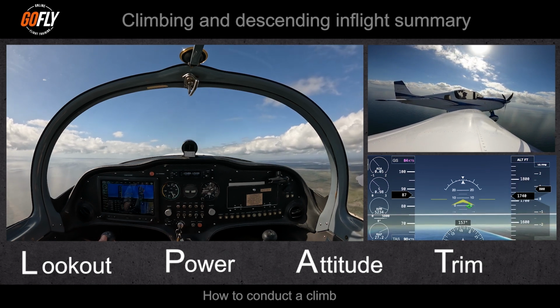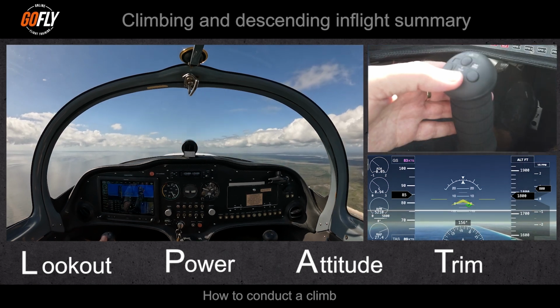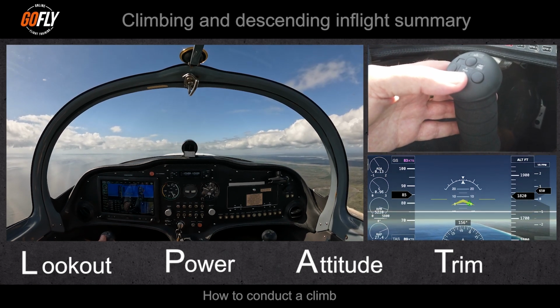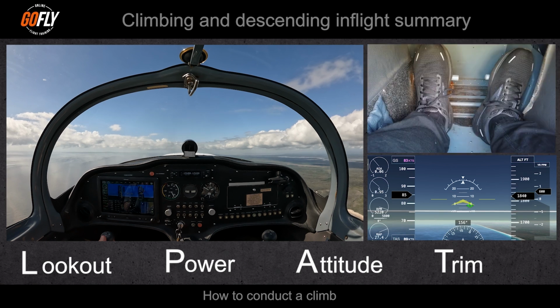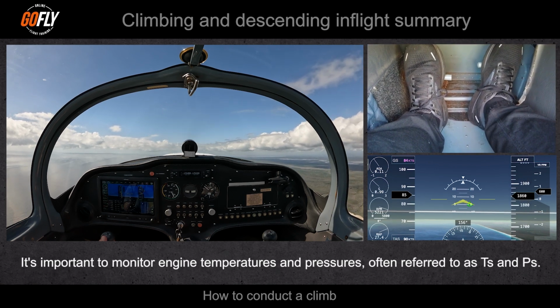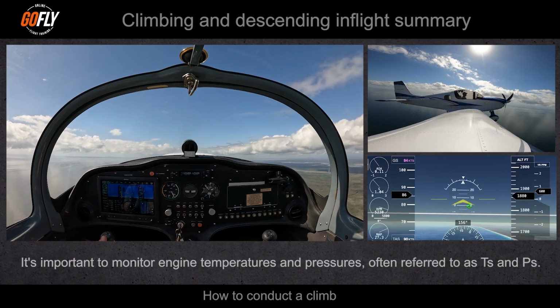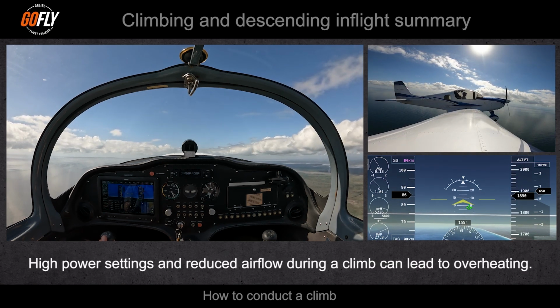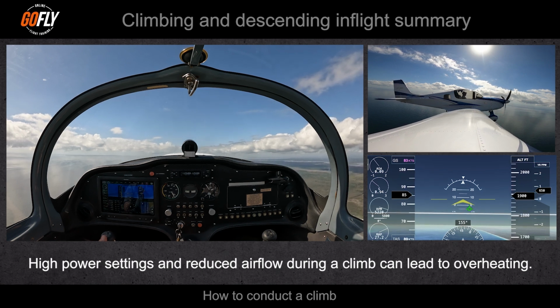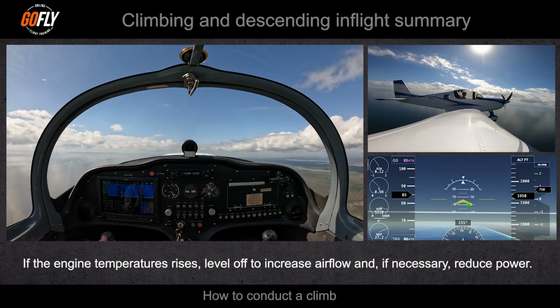T is for trim. With the climb attitude set and airspeed stabilized, trim the aircraft to maintain the correct airspeed, then balance with rudder. Now it's important to continuously monitor engine temperatures and pressures, often referred to as T's and P's. High power settings and reduced airflow during a climb can lead to overheating. If you notice the engine temperature rising too much, level off to increase airflow and if necessary, reduce the power.